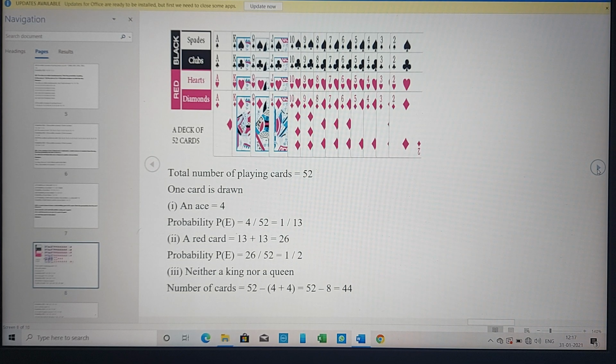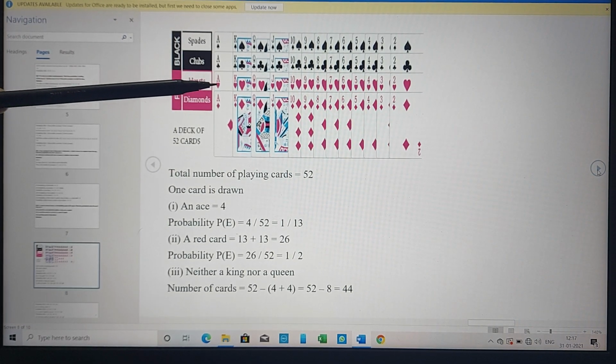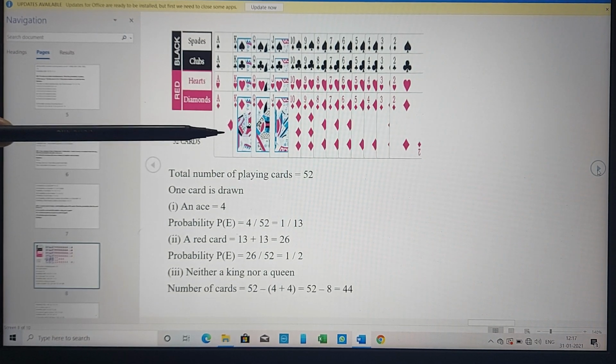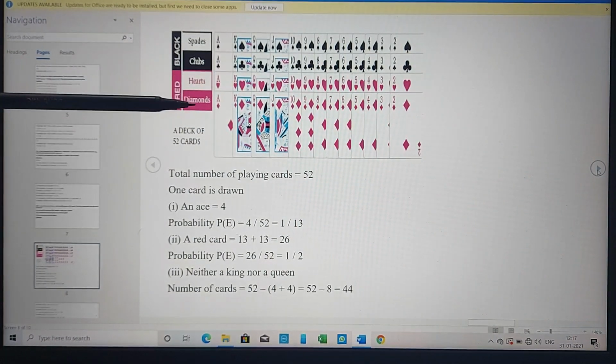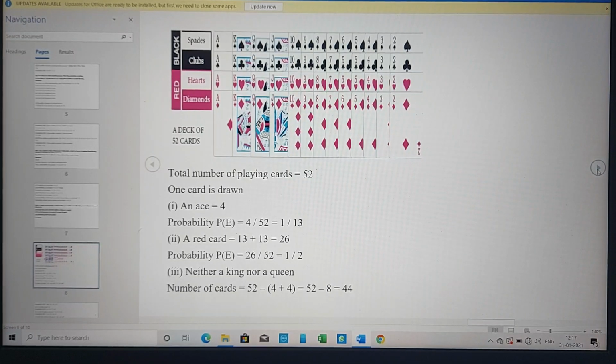Clear? Second is a red card. So how many red cards are there? All the hearts are red, all the diamonds are red. So hearts are 13, diamonds are 13. 13 plus 13, 26. So favorable outcomes becomes 26. Total number of outcomes are 52. 26 upon 52, that means 1 upon 2. Clear?